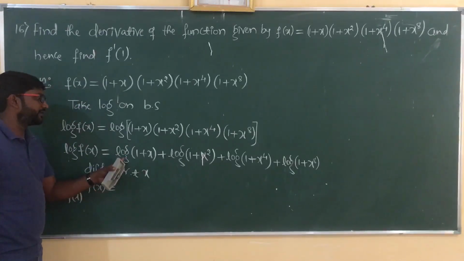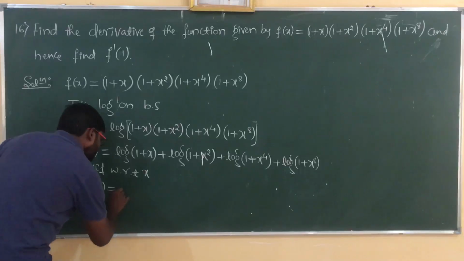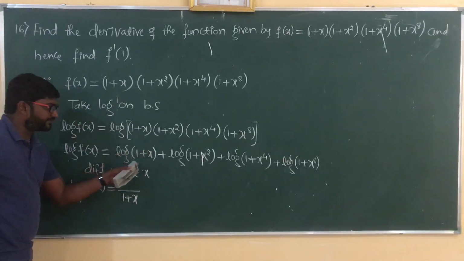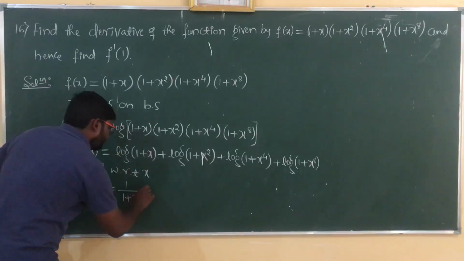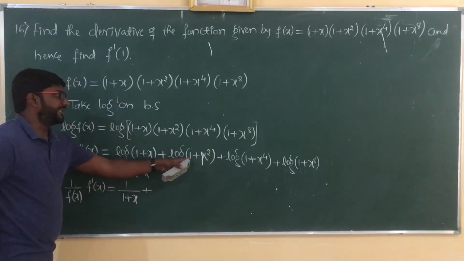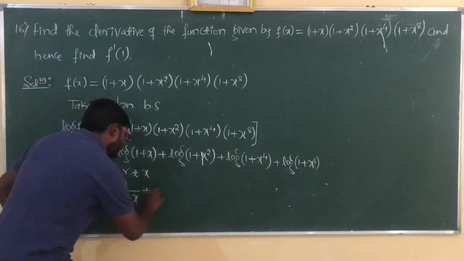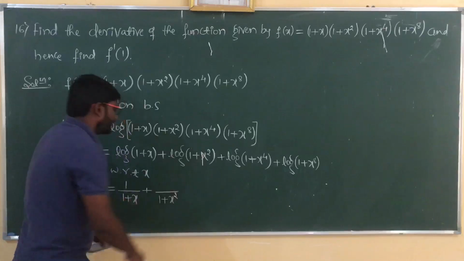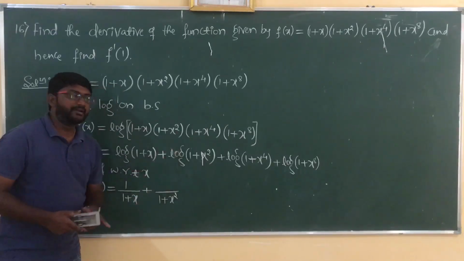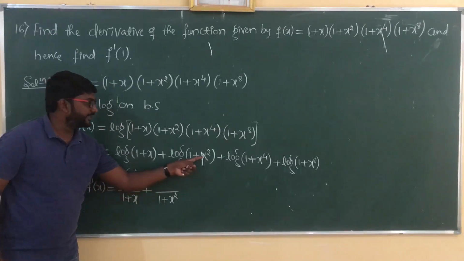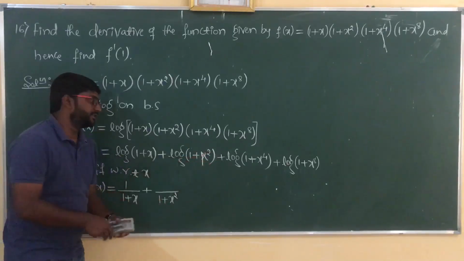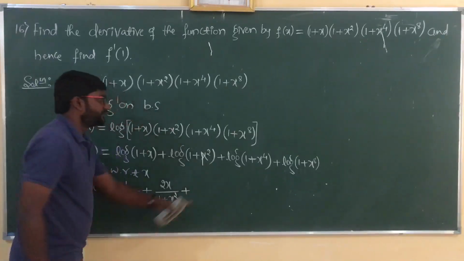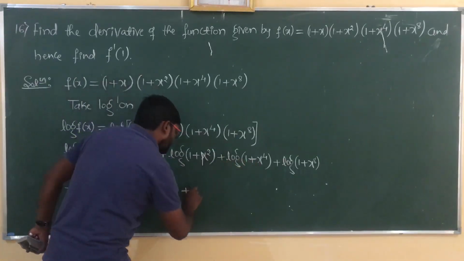what is the derivative of log (1 plus x)? So it is 1 divided by 1 plus x and the derivative of inside function will give us 1. Plus, what is the derivative of log (1 plus x square)? It is 1 divided by 1 plus x square. Now the derivative of inside function, derivative of 1 it is 0 plus derivative of x square it is 2x. So 0 plus 2x it is 2x.